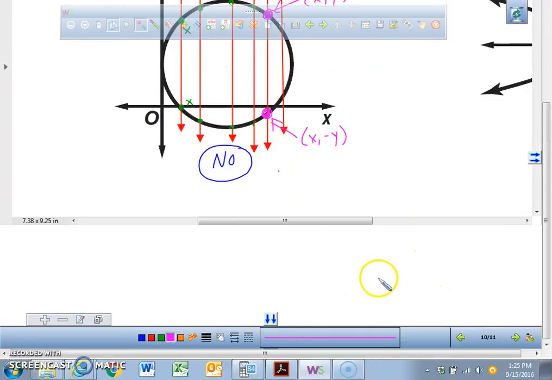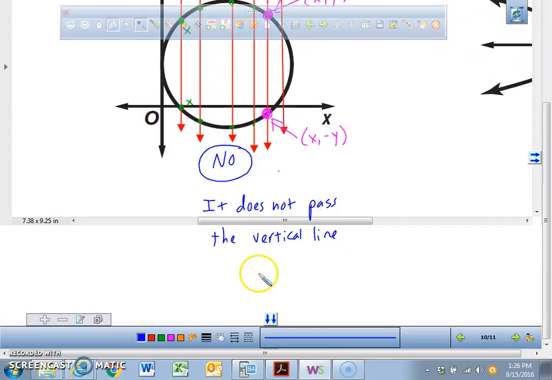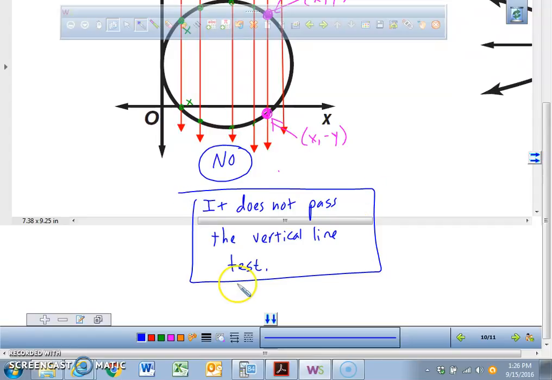Now, remember I said justify? Here's your sentence for justification. Ready? Think of Campbell. Thou shalt not pass. It does not pass the vertical line test. So there's your justification for problem number 5. No, that is not a function. And why? Because it does not pass the vertical line test.